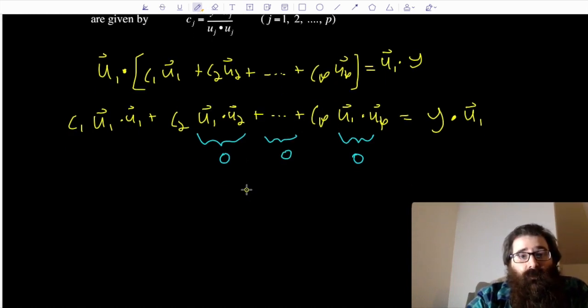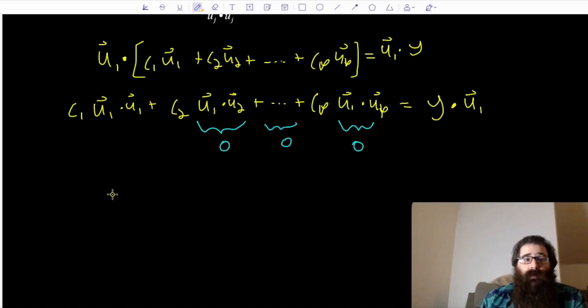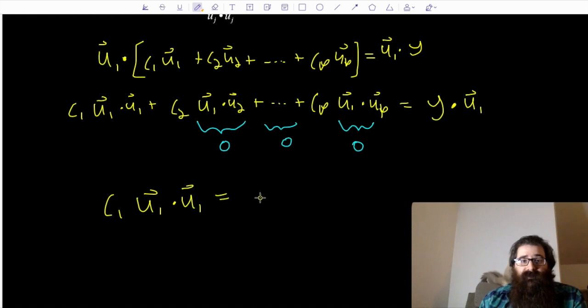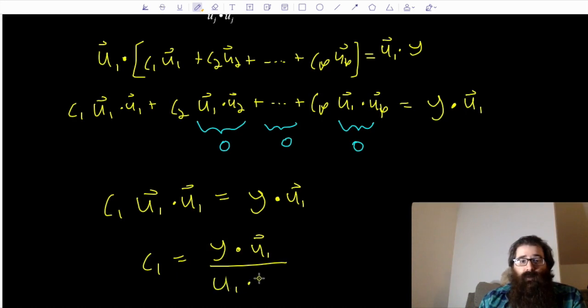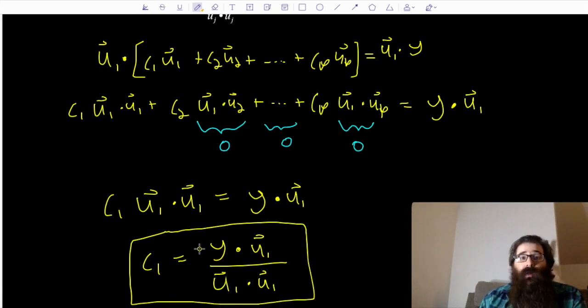So what this leaves me with is that c sub 1 times u sub 1 dotted with u sub 1 is equal to y dotted with u sub 1. And I can actually solve for what c sub 1 is. I can just divide by whatever this dot product is. So c sub 1 is equal to y dotted with u sub 1 divided by u sub 1 dotted with u sub 1. So I've solved for one of these constants in my linear combination.